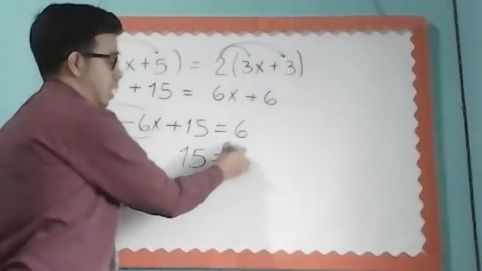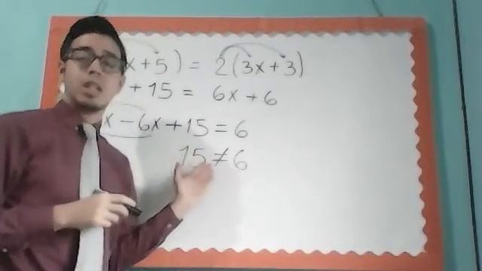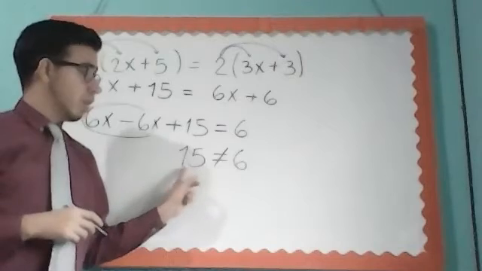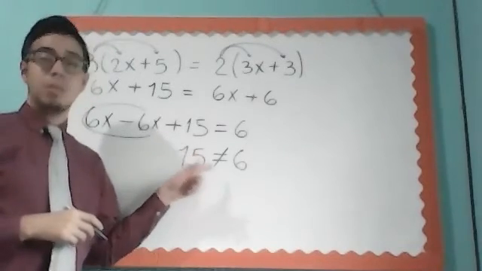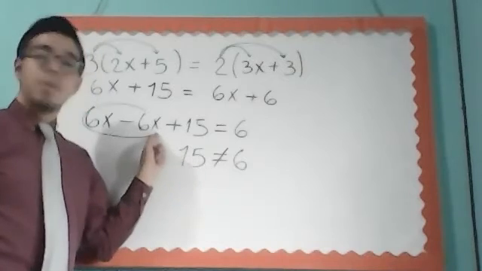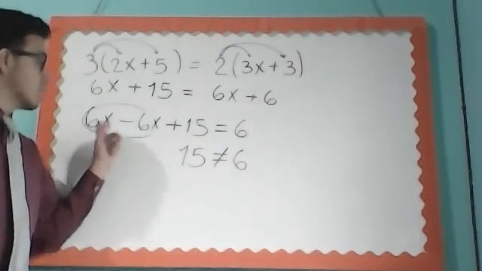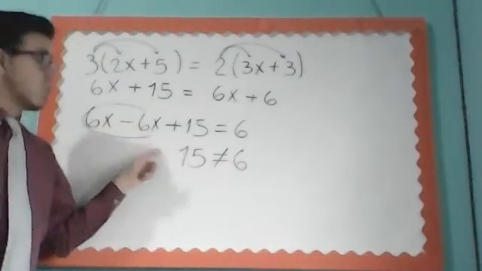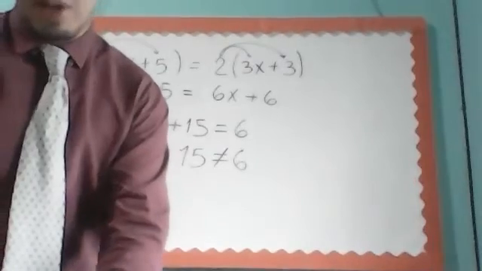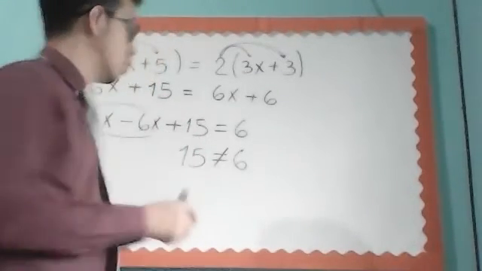They are completely different. So when I have something like this that doesn't make sense, like in this case, you are saying that 15 has to be equal 6, but they are different. And you don't have a value for the variable because the variable eliminates when you subtract 6x minus 6x. So this doesn't have a solution. You are going to write it because 15 can never be equal 6, so this equation has no solution.